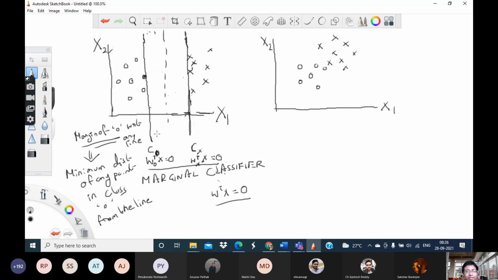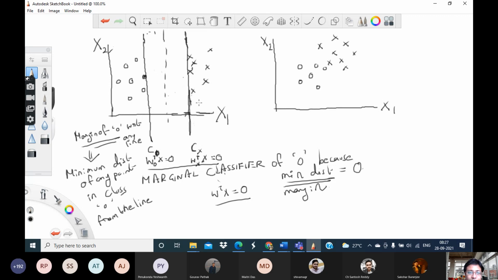So I will call this C circle the marginal classifier of circle, because the minimum distance is equal to 0. This minimum distance we can call the margin. The margin of the circle class with respect to this line is 0. So I call this line C circle the marginal classifier of the circle class.